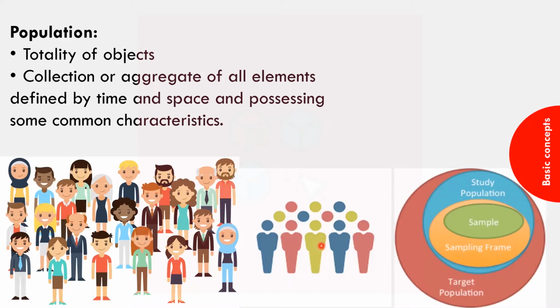Population is the totality of the objects. It's a collection or aggregate of all elements defined by time and space and possessing some common characteristics. Some common characteristics means all the group having some quality. For example, this group on the left side, all are the human beings of different ages. So the common characteristic is all are human beings of different ages.